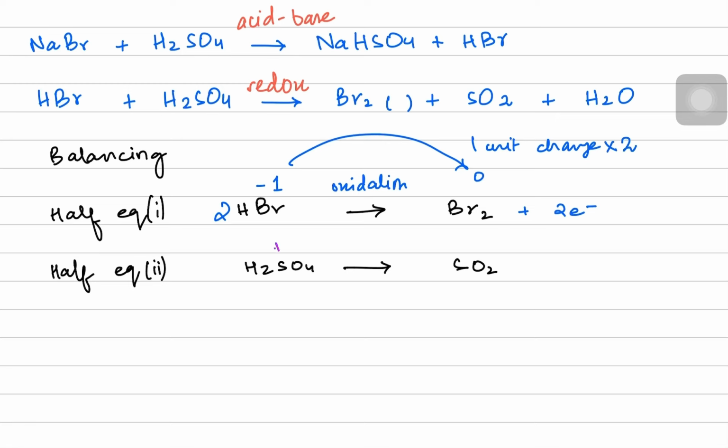When you talk about the concentrated sulfuric acid, sulfur has an oxidation number of +6, and now it's becoming +4. So that's a 2 unit change in the oxidation number of the sulfur atom.